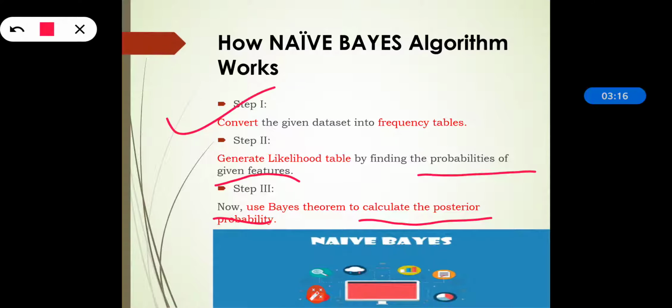Suppose we are having particular data, then we will first create the frequency table of that data, then we will generate the likelihood table of the data by finding the probabilities, and then we apply the Naive Bayes equation that we have already seen in our last section, so that we can calculate the posterior probability. So in this way the Naive Bayes algorithm works. By using these steps we can construct the classifier. It is not a single algorithm for training classifiers, but it is, we can say, a collection of various common principles. So this is the way the Naive Bayes algorithm works.